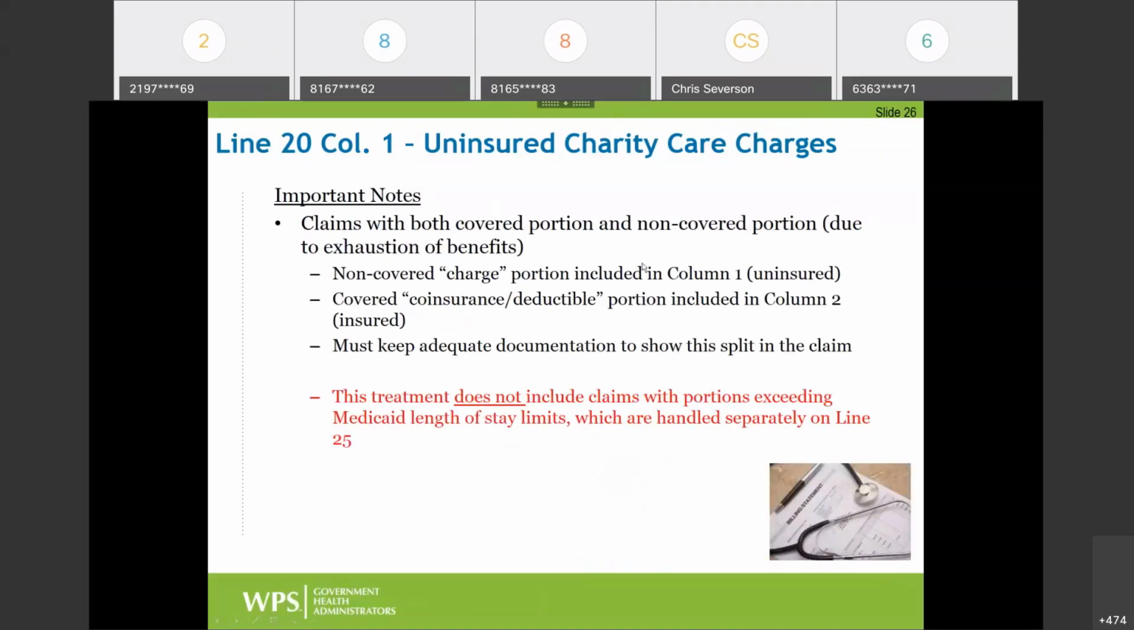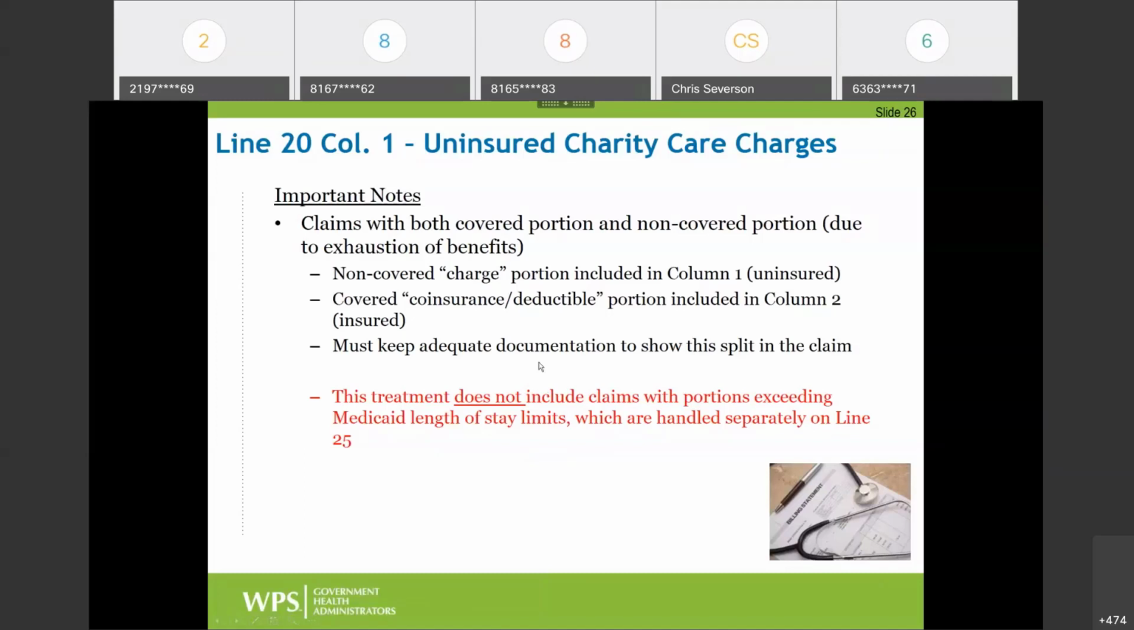The other thing, some claims have both a covered portion and a non-covered portion, just like we talked about with Medicaid a bit ago. Maybe there were exhausted benefits for some other reason. The non-covered charge portion goes in column 1 as uninsured, but the covered portion, which is coinsurance or deductible, goes in column 2 as insured. Now, the biggest thing here is that, of course, if we just do a simple duplicate check, it's going to pop up because this same date of service and patient showed up in 2 listings. So we'll be looking at more detail to show that, hey, this was properly split. And that's what this line's talking about.